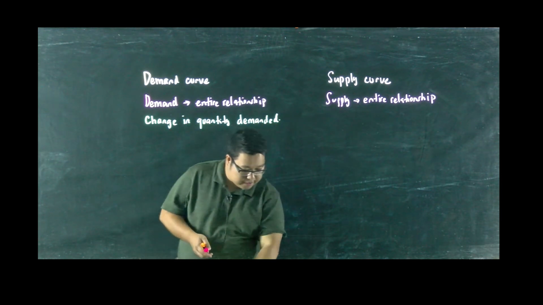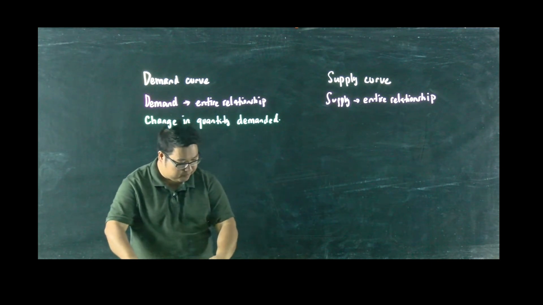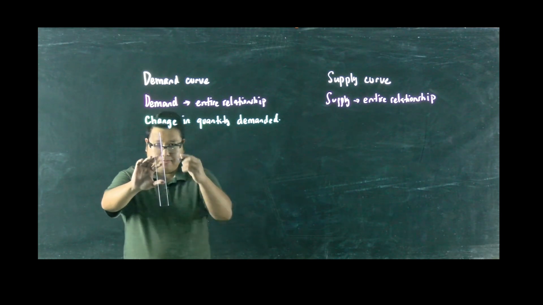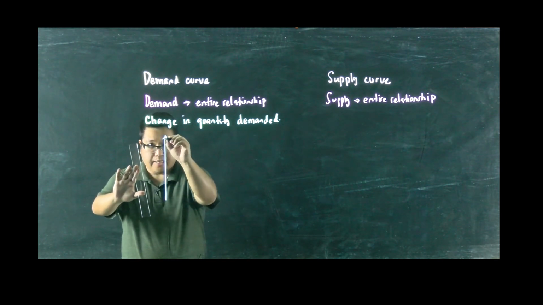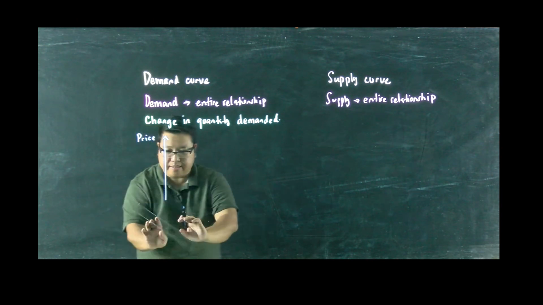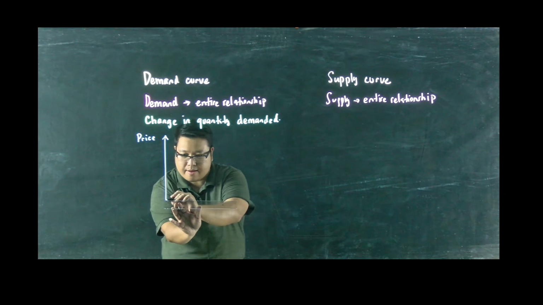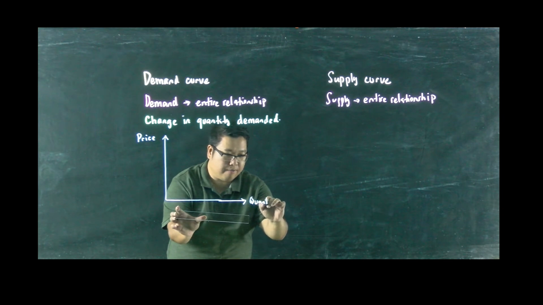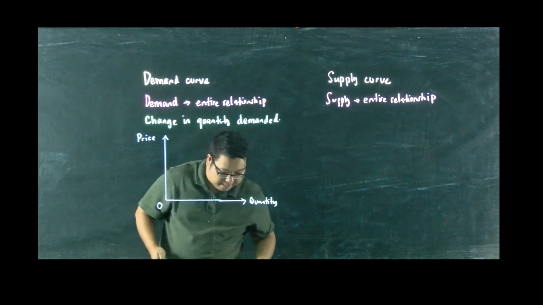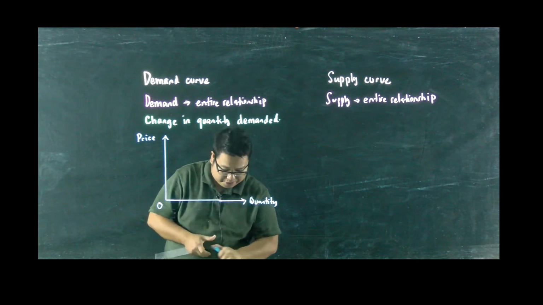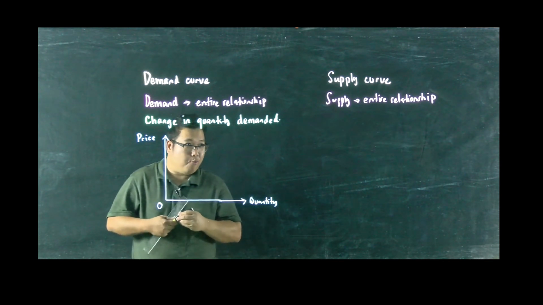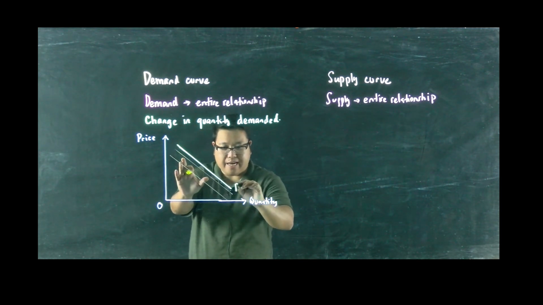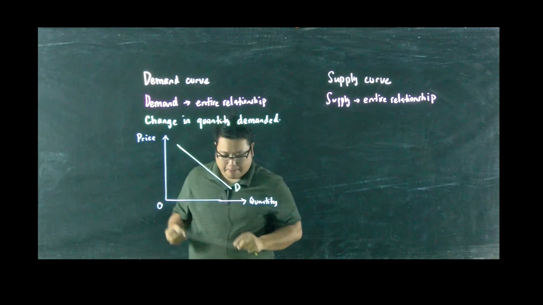So here, what I'm going to do is sketch a demand curve. I have here my ruler. On the y-axis, we have the price, and on the x-axis, we have our quantity. And we know that price and quantity demanded have an inverse relationship. So this should be downward sloping. And let me call this D to indicate that this is a demand curve.